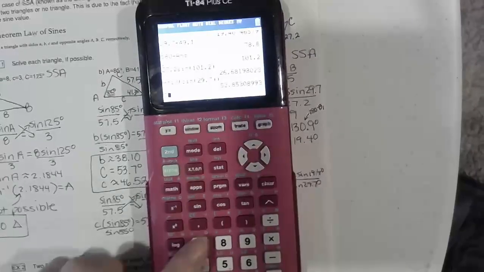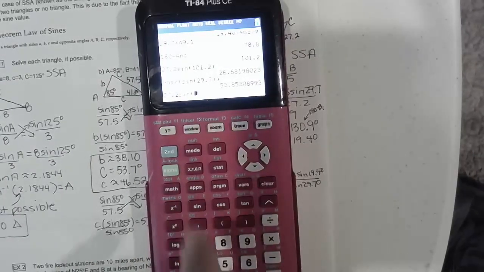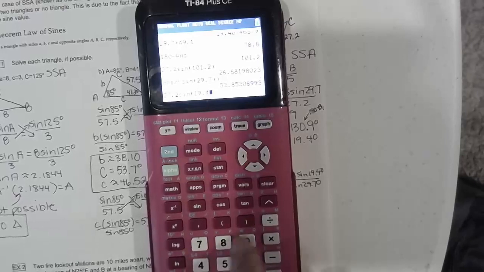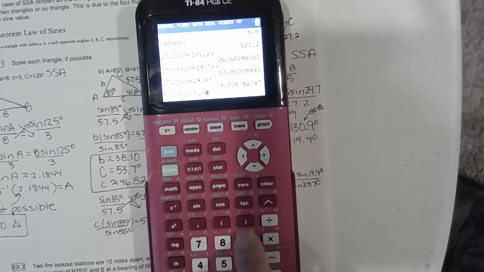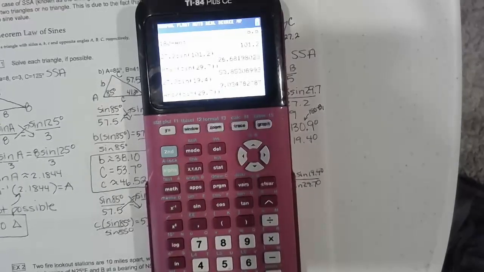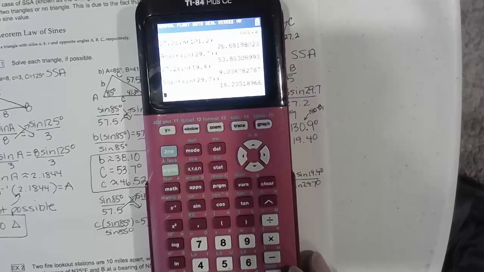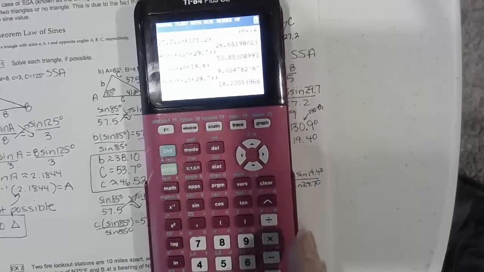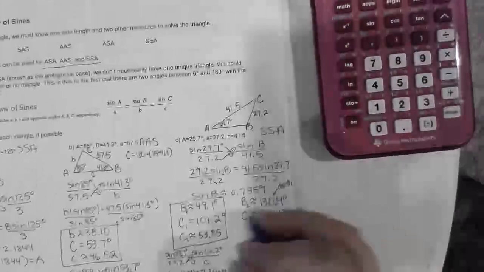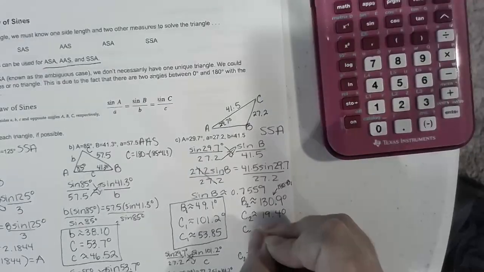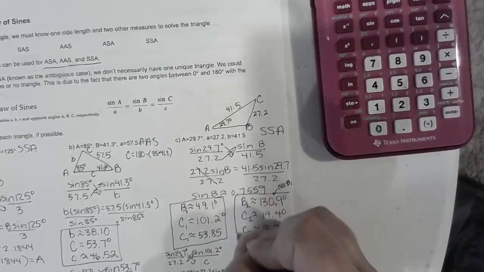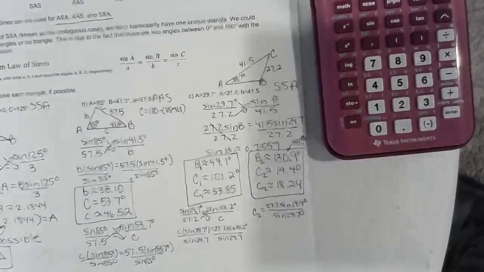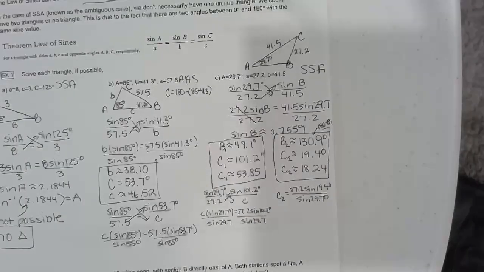So 27.2 sine 19.4 and divide by the sine of 29.7, and I get 18.24 when I round it up. So C2, 18.24. So this is what happens when there are two possible triangles.